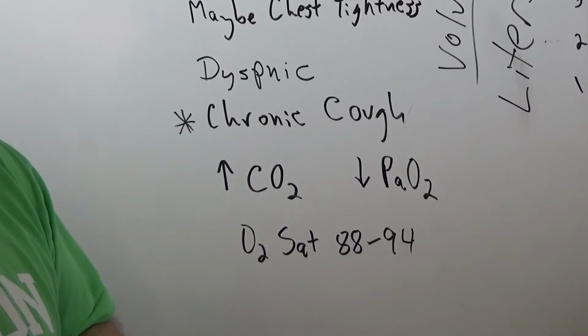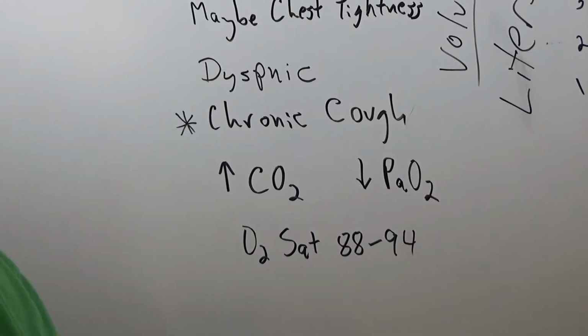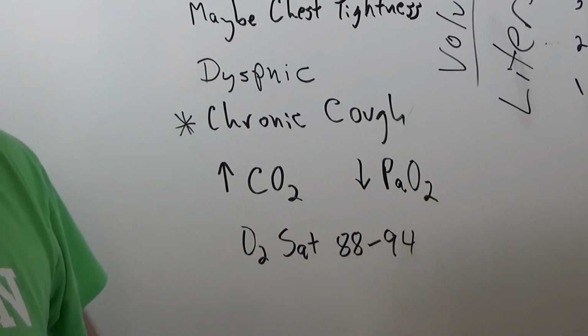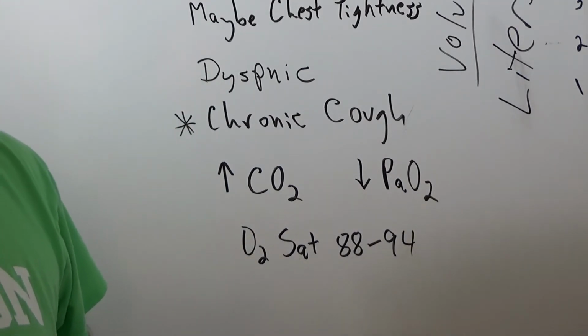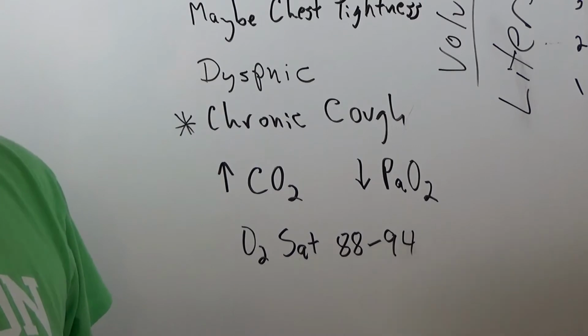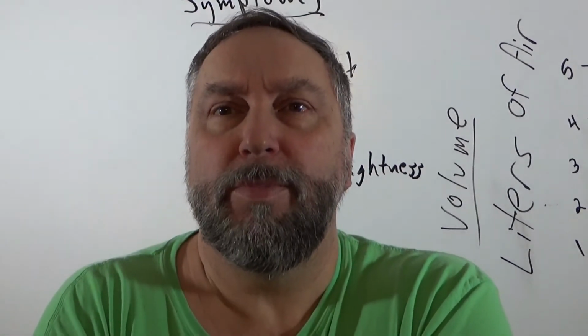94 would be a little bit high on them. 88 would definitely be a little bit on their low side. And in fact, I'd say usually 90 to 92. I've seen a lot of doctor orders that will say titrate O2 to keep their oxygen saturation between 90 and 92. And what's the reason for that? Why don't we just get it up to 100%?